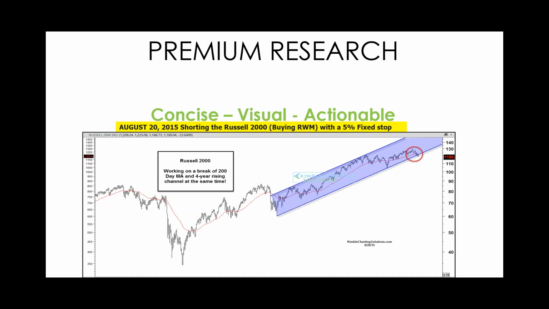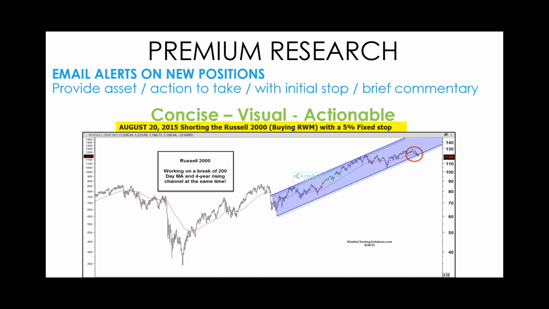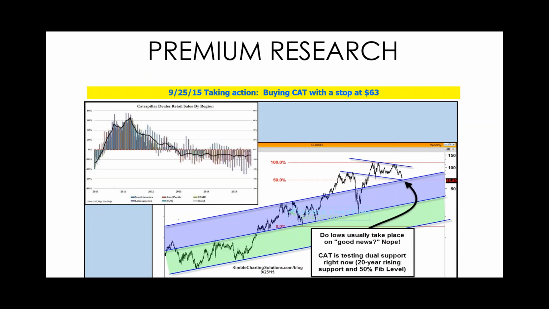We were able to get out of that position actually before the market has turned up and rallied a little bit. So we had a nice 7% gain on the first piece that we took off the table. And so it was a nice opportunity. Email alerts, of course, again, on these new positions. And with anything in premium research, we provide the asset, the action to take, an initial stop, and just brief commentary. Again, we want you to be able to get through this data quickly and take action.